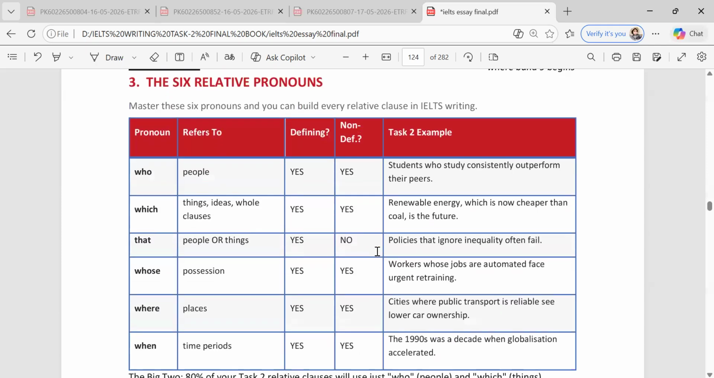This is the complete list of the 6 relative pronouns: who, which, that, whose, where, and when. Who refers to people, which refers to things and ideas, that refers to people or things, whose refers to possession, where to places, and when to time periods.